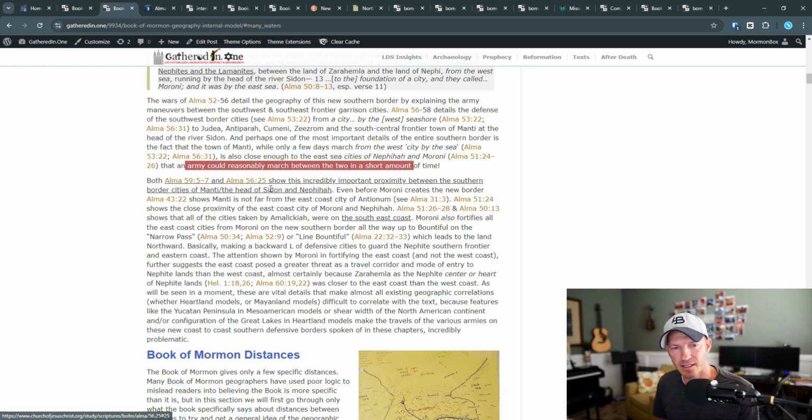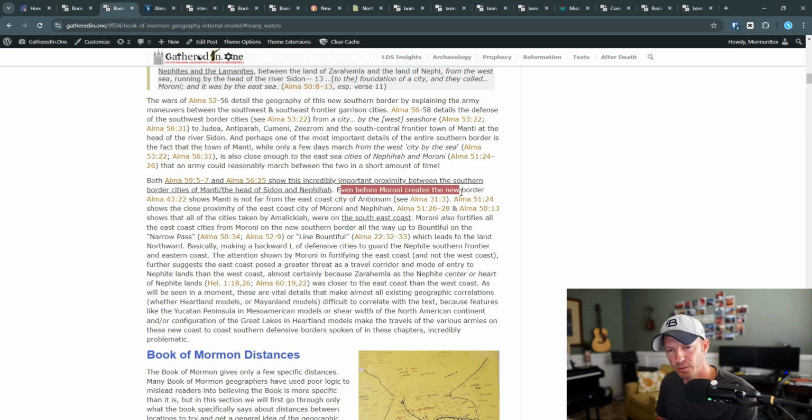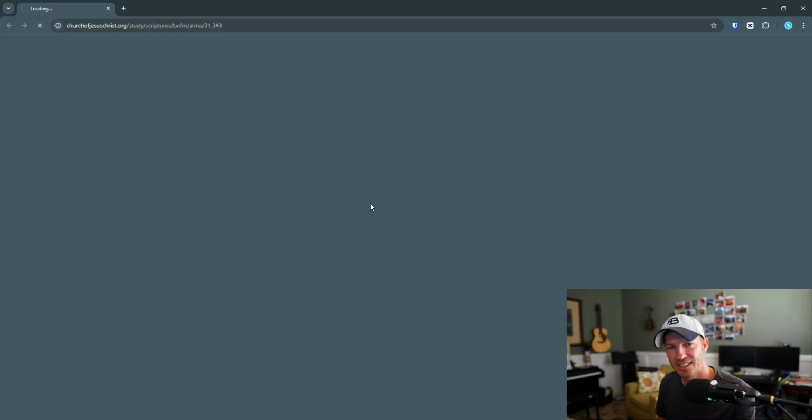Both Alma 56 and Alma 59 show the incredibly important proximity between the southern border city of Manti and the head of Riverside and Nephihah. Even before Moroni creates the new border, Alma 43:22 shows Manti is not far from the east coast city of Antionum. Okay, that's a huge one. In fact, let's just read that one really quick.